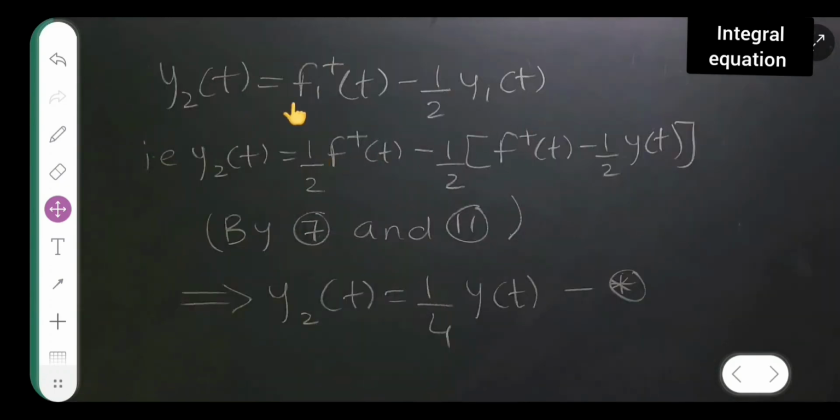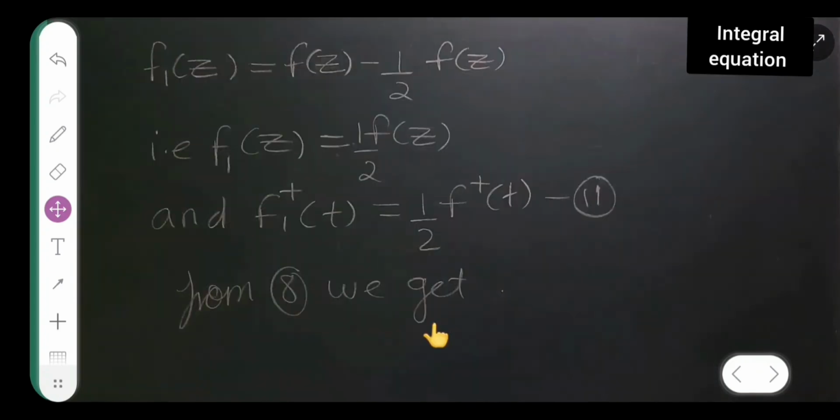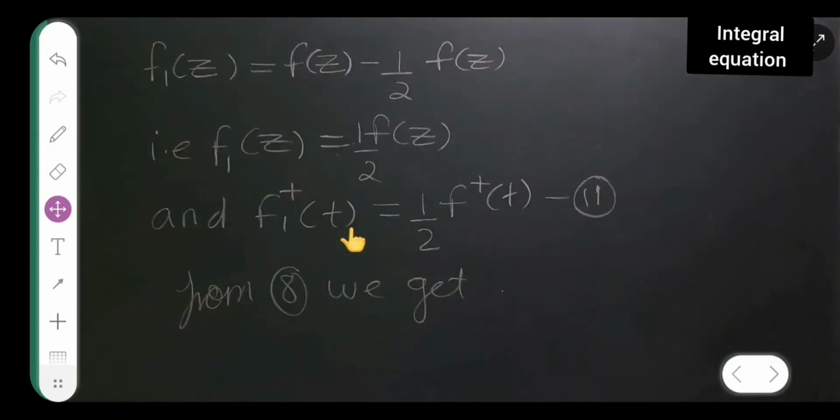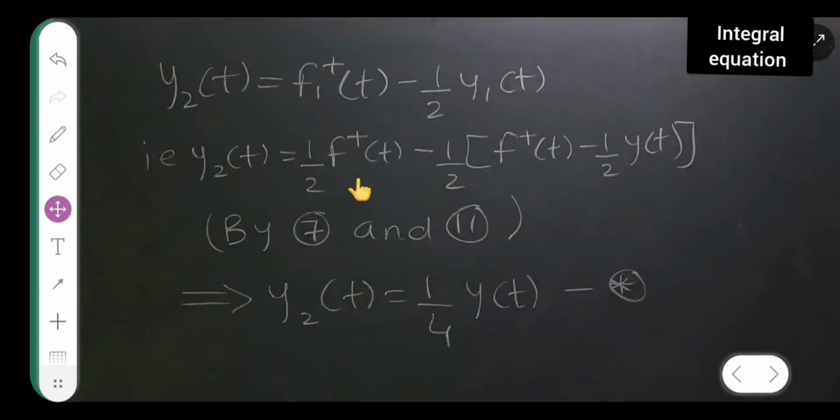So I have written equation 8 over here. Now y2 of t, write it as equal to 1 by 2. Now what is my f1 plus of t? Just look at equation 11. What is f1 plus of t? It is nothing but half into f plus of t minus half, right, as it is.